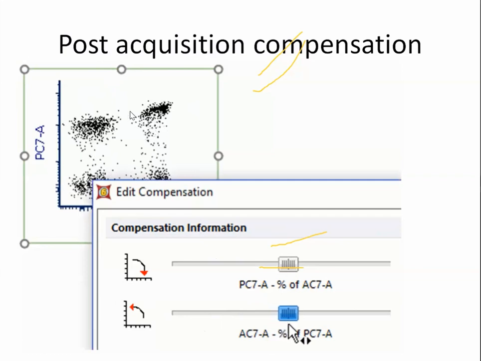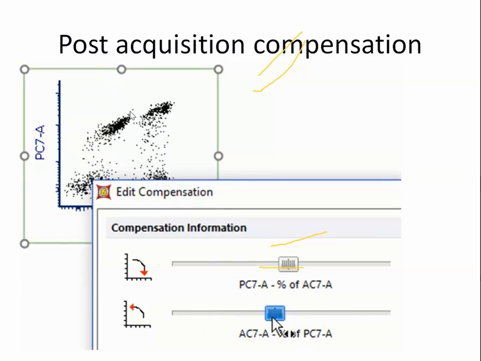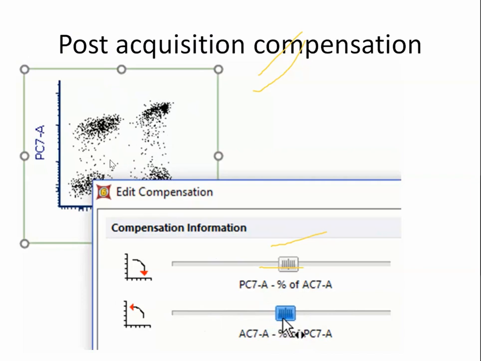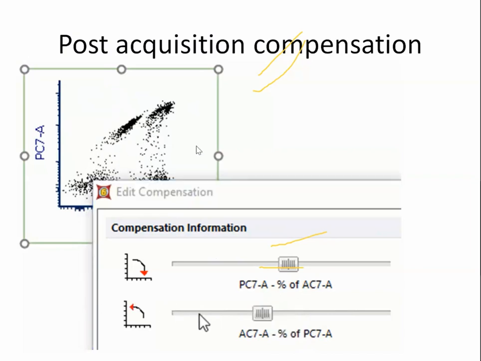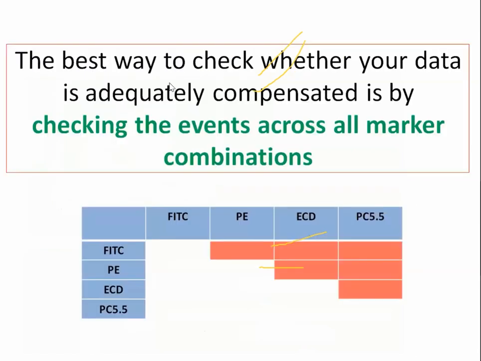Ideally, what you need to do is compensate the machine with compensation controls. But sometimes, during analysis, you find uncompensated data due to some reason. You need to compensate it manually like this. This is called post-acquisition compensation.